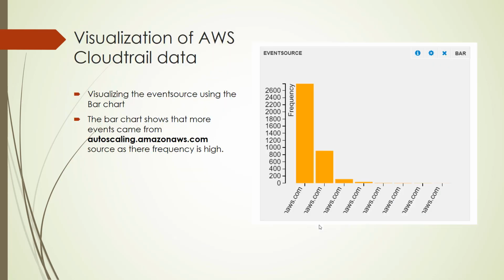Let's go to the other visualization, which is the bar chart. This is a very important one for this data. Here I have created the bar chart for the event source. We have different types of sources where you get the events. We want to use the autoscaling.amazonaws.com source, which has a high frequency. So this is the source where you get the requests from.